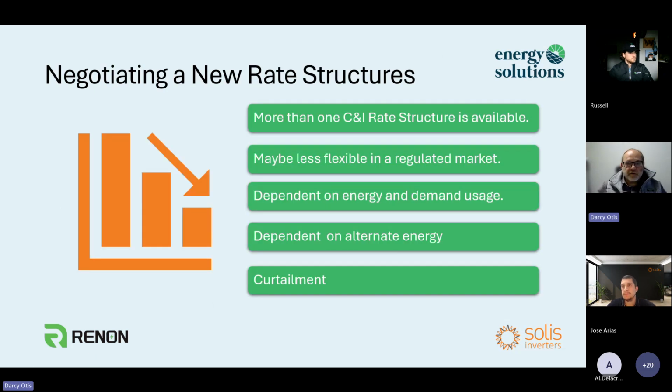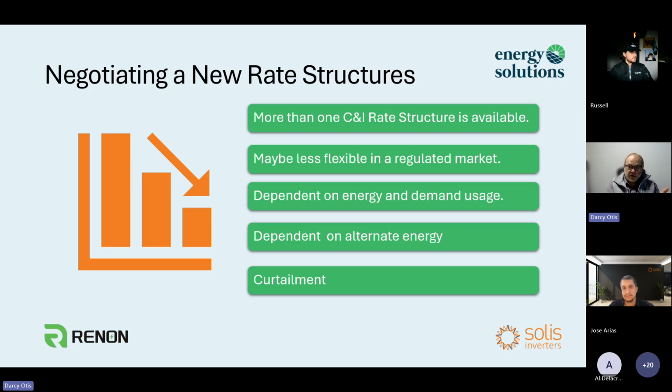Let's talk a little bit about rate structures. Some of the things that come into play here is that typically there's more than one commercial and industrial rate structure. Of course, there's more flexibility and more choices in a deregulated market than a regulated market. But usually there's incentives, especially on peak shaving and that type of thing in different rate structures.